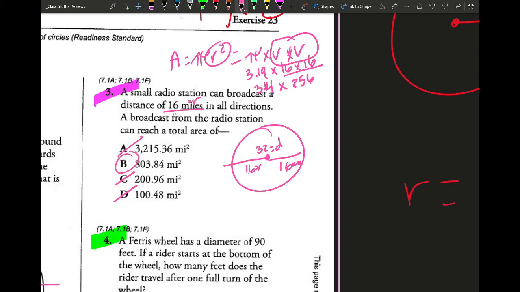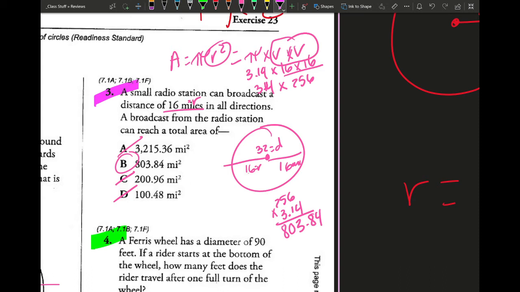Let's check that. 256 times 3.14. When you multiply that, you get 803.84, which is in fact B. Okay? Again, estimating in this type of questions, when you have multiple choice answers, is a really smart move. You don't have to do the whole operation. As long as you know what you're doing and think ahead, you can do this really, really fast.